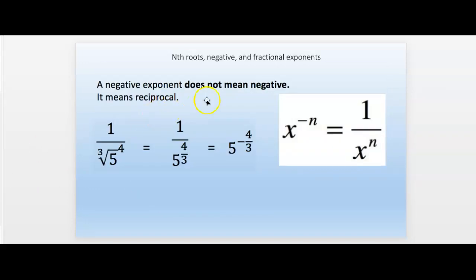Again, guys, a negative exponent does not mean negative. This is just some examples. Again, 1 over this radical expression is the same as 1 over this fractional exponent, which is the same as the base of 5 with a negative exponent here. Okay?